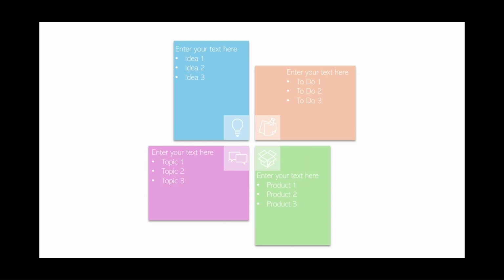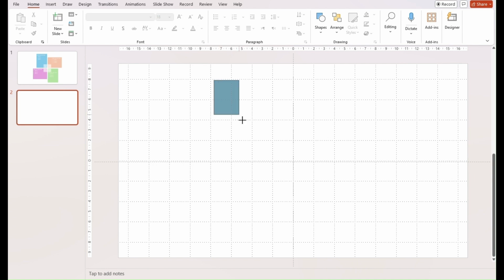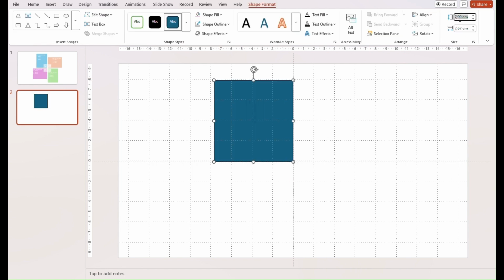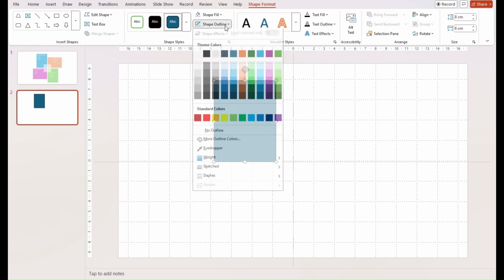Make this graphic to give your content slides a new look. First, select a rectangle shape and place it on your slide. Give the shape different values for height and width. Make sure the shape has no outline.